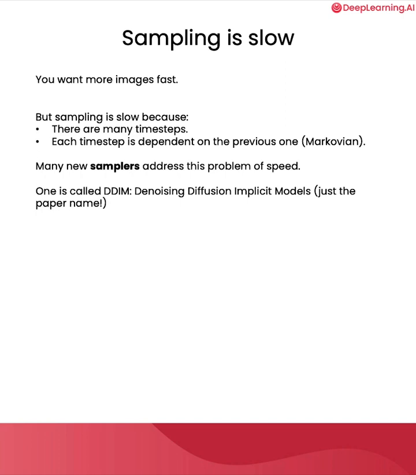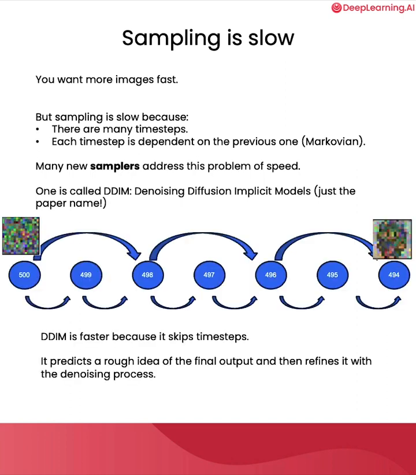And one of these samplers that has been very popular is called DDIM, or Denoising Diffusion Implicit Models, which is just the name of the paper. And this paper was written by Jiaming Song, Chenlin Meng, and my PhD co-advisor, Stefano Ermon. DDIM is faster because it's able to skip time steps. So instead of going from time step 500 to 499 to 498, it's able to skip all these time steps, and it's able to skip quite a bit because it breaks the Markov assumption.